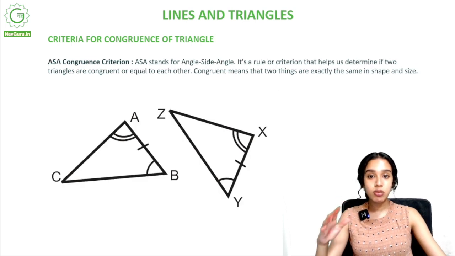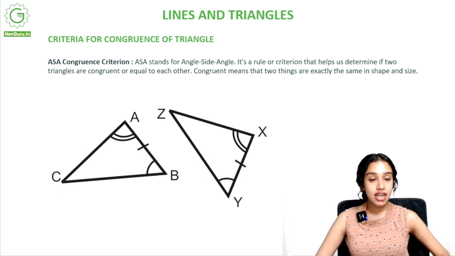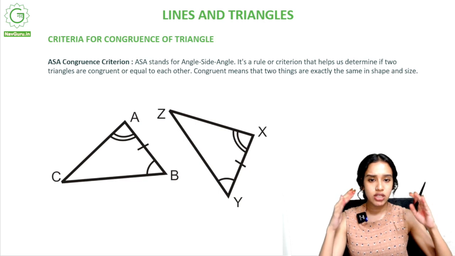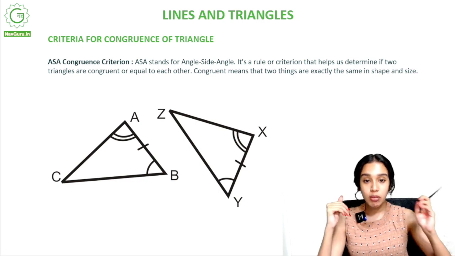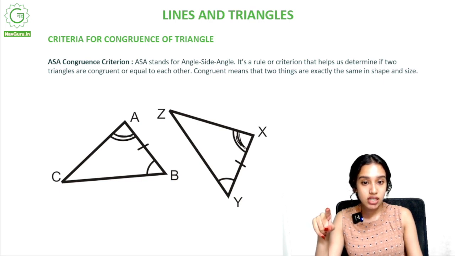Now, let's talk about ASA congruence criteria. ASA stands for angle side angle. It's a rule or criteria that helps determine whether two triangles are congruent. But what is the criteria here? We have two equal angles. We have this angle equal to this angle and this angle equal to this angle.